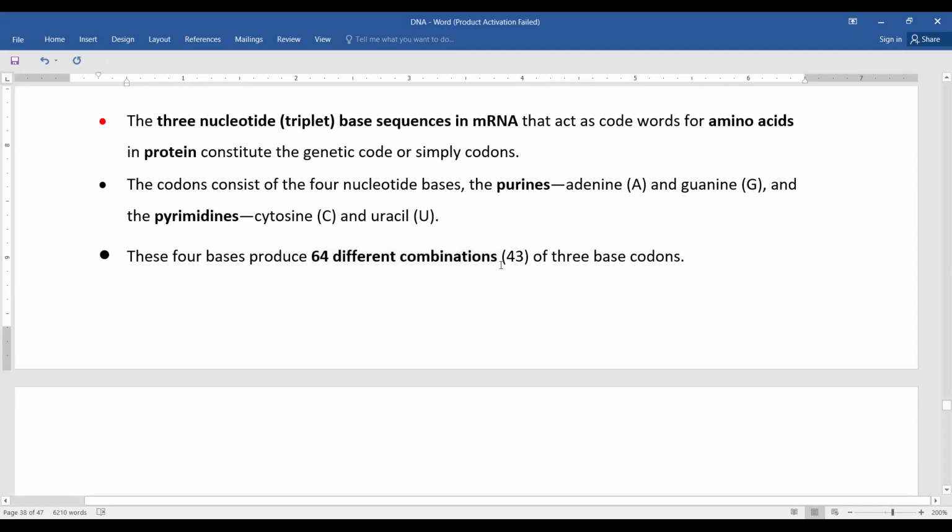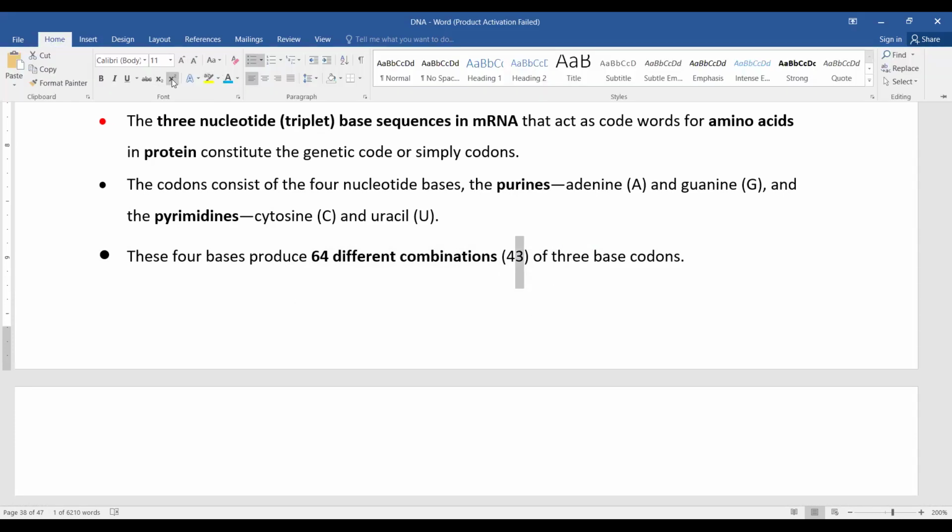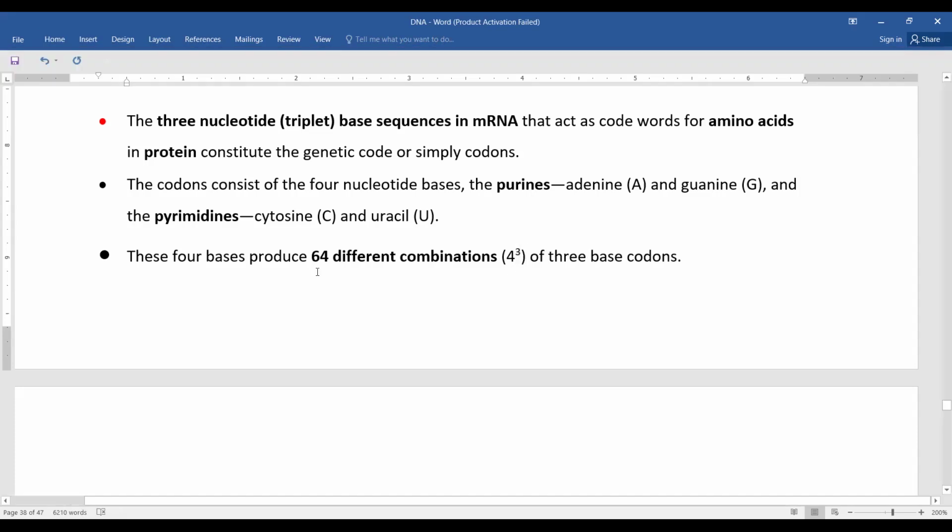Sorry, these are 3 base codons. This is not 4 times 3, this is 4 cubed, which gives you 64. There are 4 nucleotides, and every nucleotide will combine with the remaining kinds, so totally there is a chance of 64 different combinations of triplet codons.